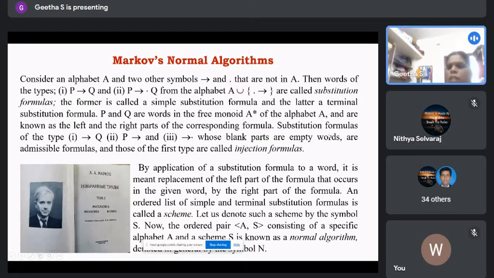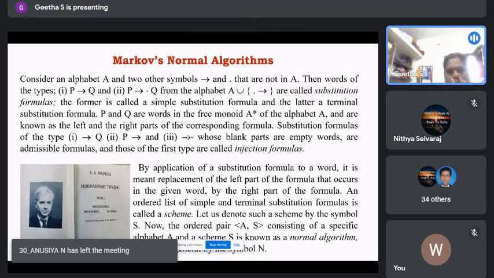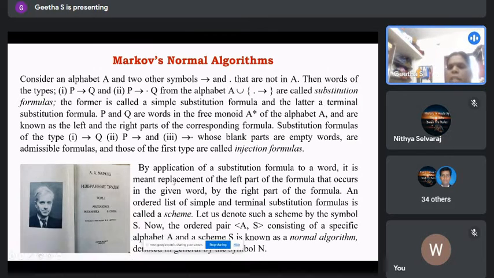So the first type is called the simple substitution formula. The given substitution formula means we use two kinds: one is the simple substitution formula, another one is the termination formula. The application of a substitution formula means the replacement of the left part of the formula that occurs in the given word by the right part of the formula. This is the most important. An ordered list of the simple and termination substitution formulas is called a scheme. The most important word here is scheme.